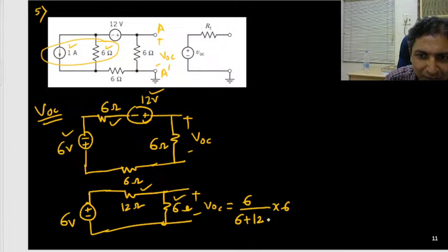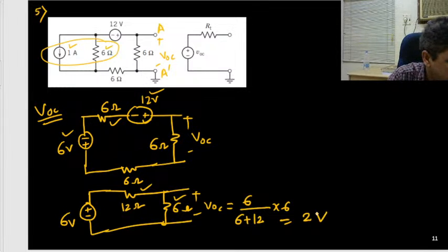So this is 1 by 3. So yeah, how much is it? It's 2 volt. Good. So VOC is 2 volt, VTH is 2 volt.